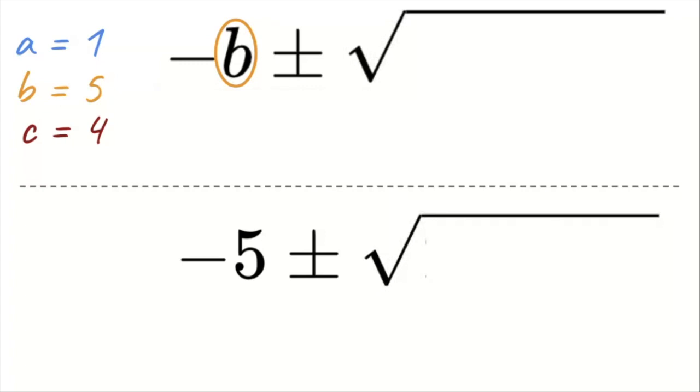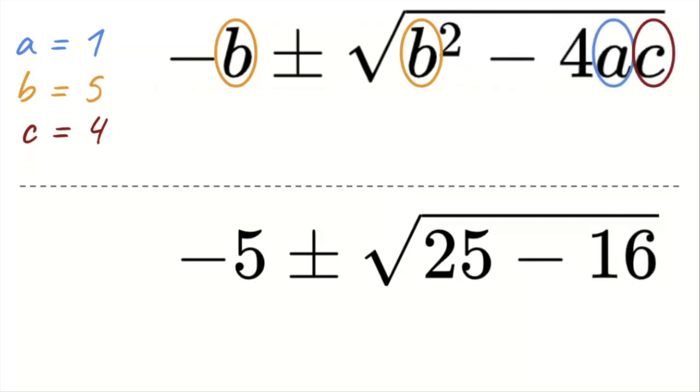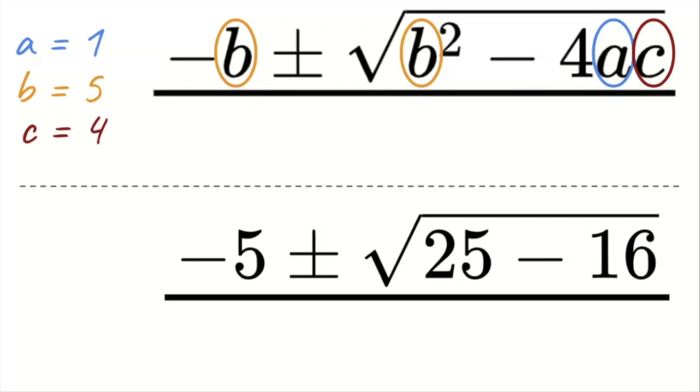Draw a big square root symbol. Perform the operation b squared, or b to the second power, which is 5 times 5, or 25. Next, we find the product, or multiply, negative 4 times a times c, which is negative 16. Draw your fraction bar and multiply 2 times a. 2 times 1 is 2.